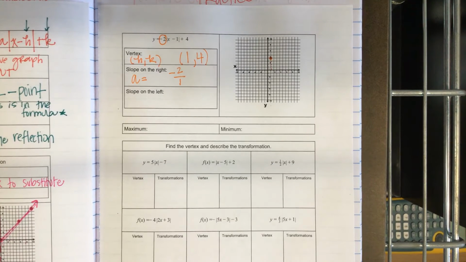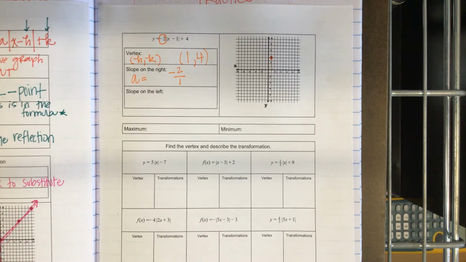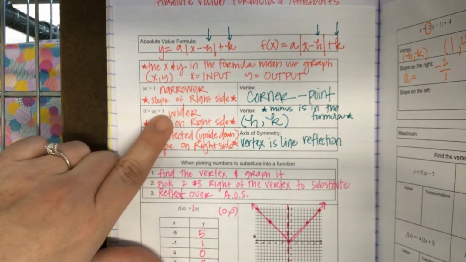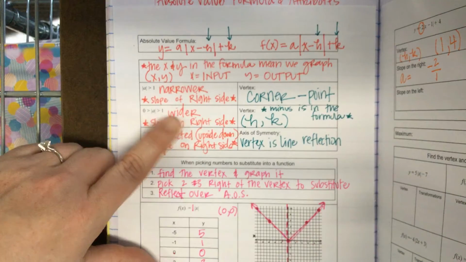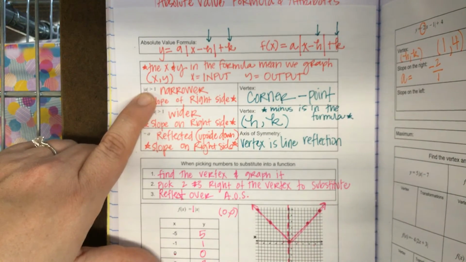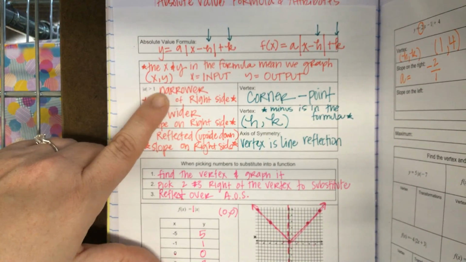What do you know about this graph? Which way is it going to open? It's going to open down. Why is it going to open down? Because A is negative. Is it going to be narrower or wider? Narrower. Why is it going to be narrower? Because between 0 and 1, the absolute value is wider. This one is the absolute value of A greater than 1, so it's going to be narrower.